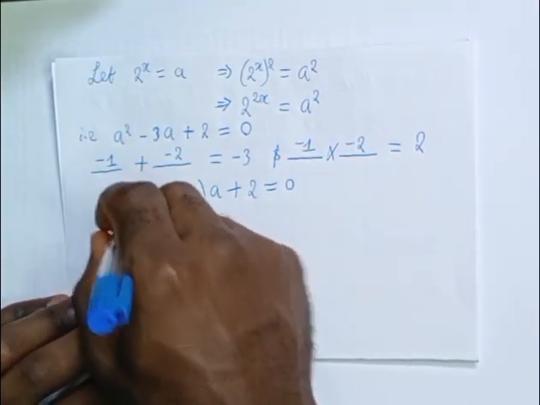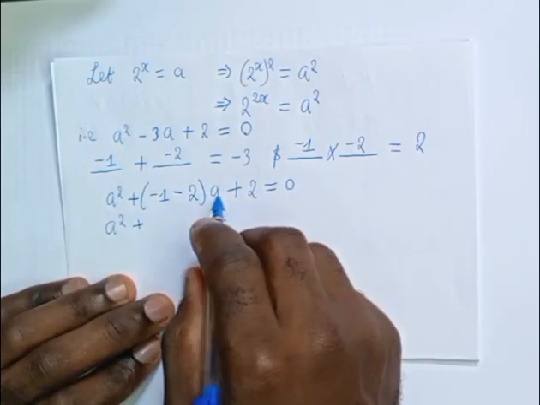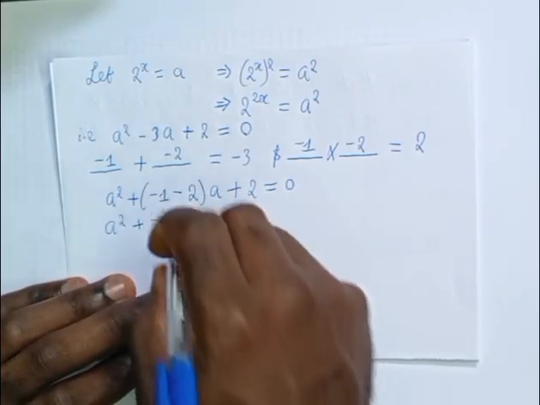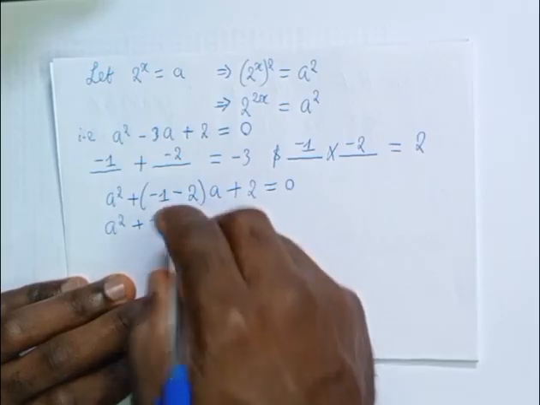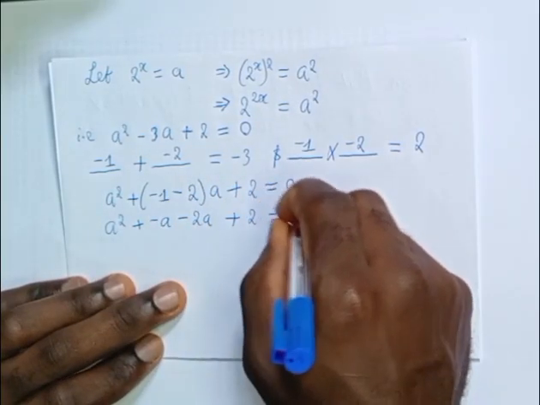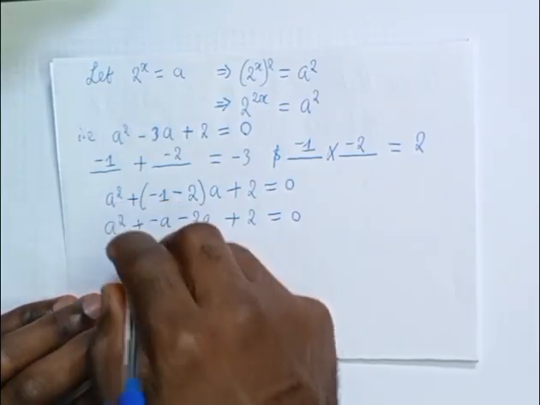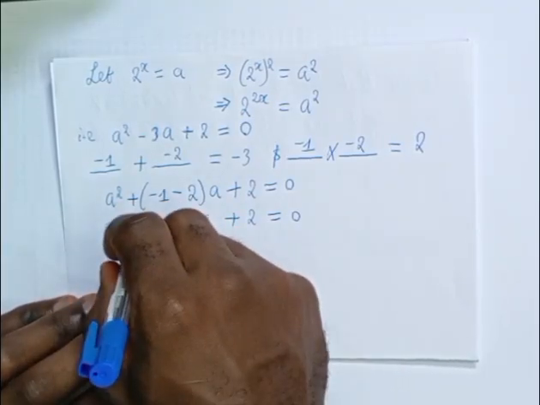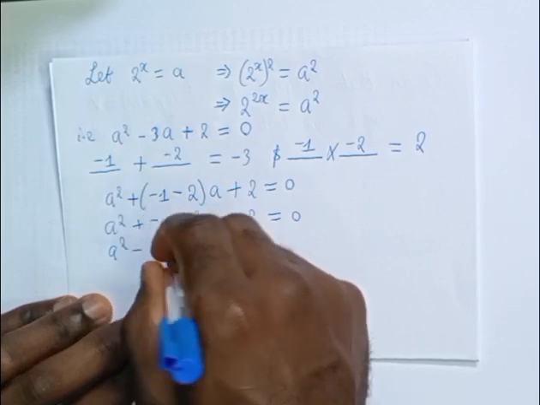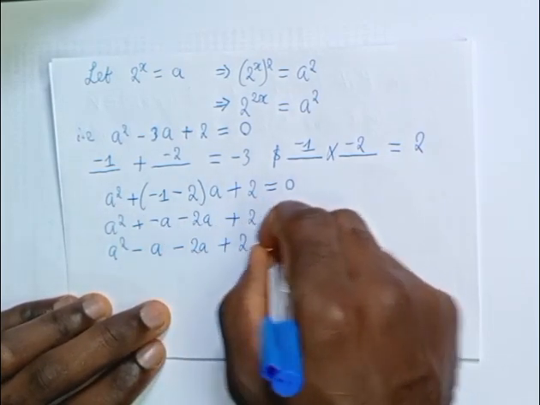This will give us a squared plus, we have to expand this bracket, negative 1 times a gives us negative a, negative 2 times a gives us negative 2a, plus 2 is equal to 0. This will give us a squared minus a minus 2a plus 2 is equal to 0.